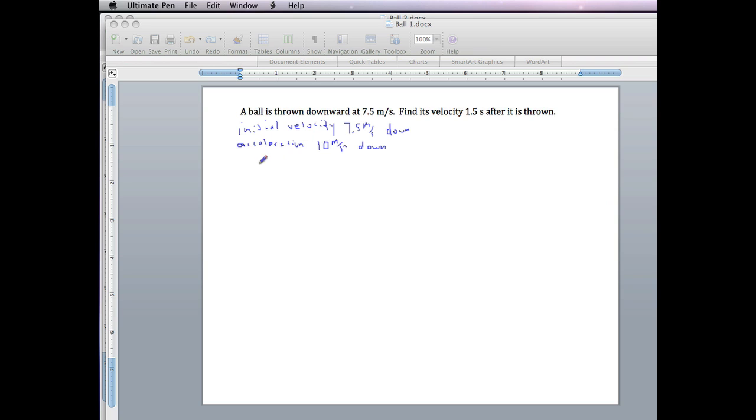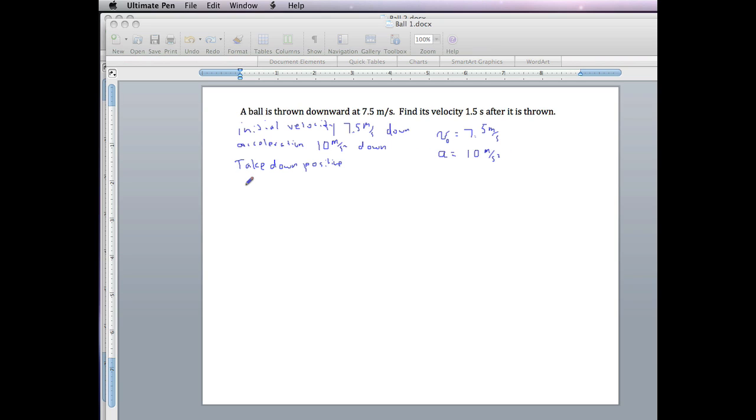Since both of our values are in the direction down, let's take down to be positive. That will allow our V0, initial velocity, to be 7.5 meters per second, and our acceleration to also be positive, this time 10 meters per second squared.